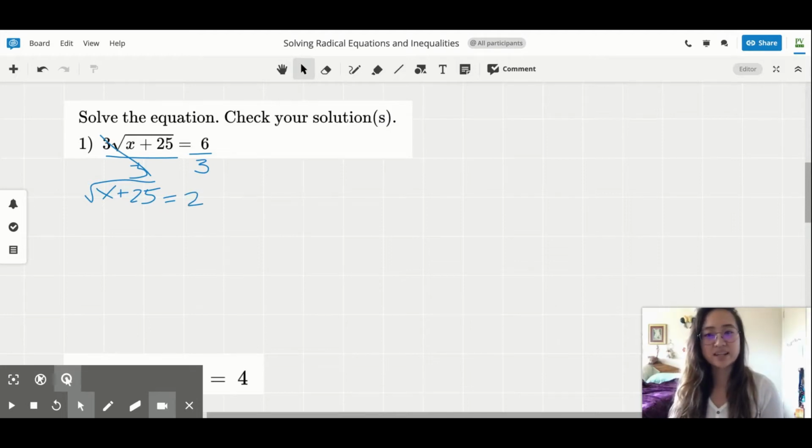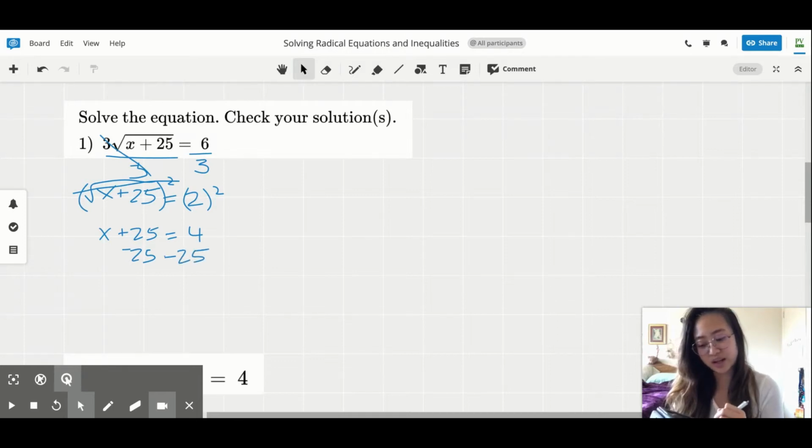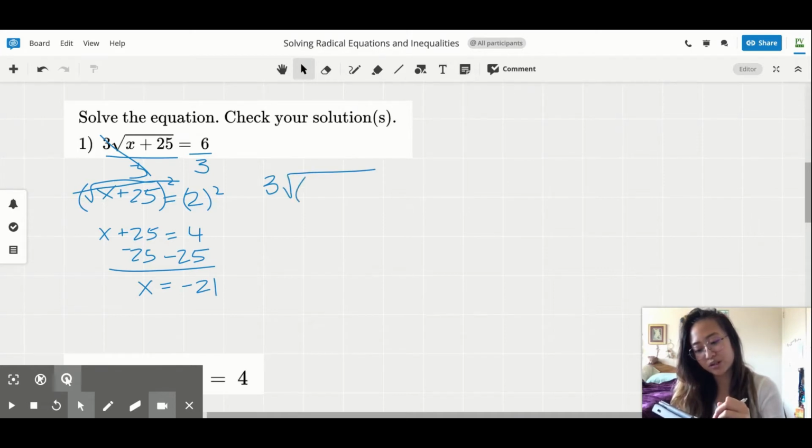Now that we've isolated that square root, we can square both sides to cancel it out. And we're left with x plus 25 equals 4. Last step, subtract 25 from both sides, and we get x equals negative 21. But we're not done here because we have to check our solution. So we're just going to plug it back into our original equation and see if it's true.